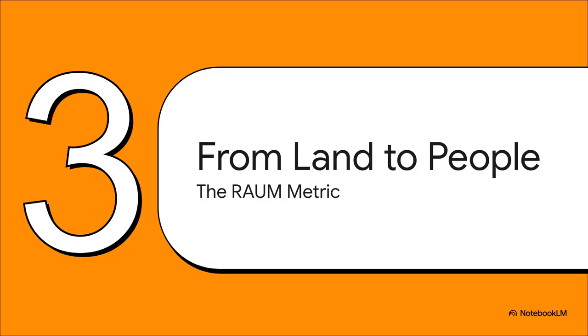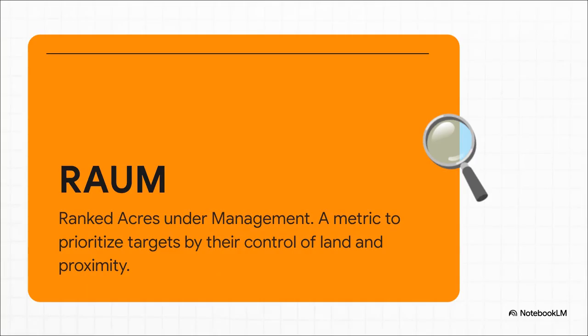Well, the answer, it turns out, was to evolve. To move from this very specific, local tactic to a much broader, data-driven strategy. And this is what led to the development of a brand new metric, one designed for efficient targeting over a much, much wider area. It's called RAUM. That stands for Ranked Acres Under Management. And the formula is actually pretty simple. It's just acres under management divided by distance in miles. What it does is prioritize targets who control a lot of physical land and are also physically close. It's a clever way to measure not just influence on paper, but their real, practical power on the ground in a specific area.